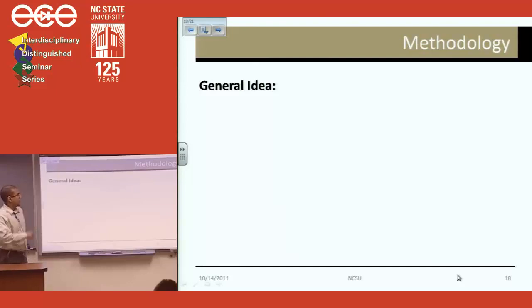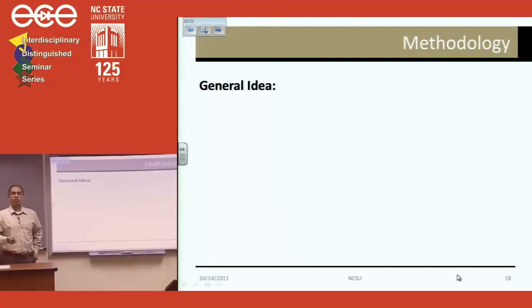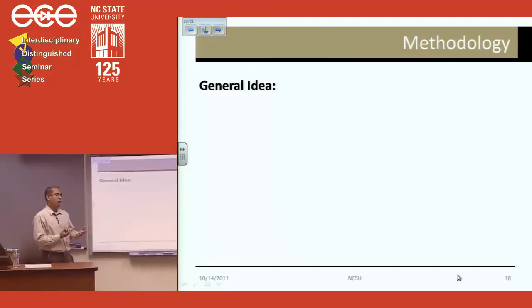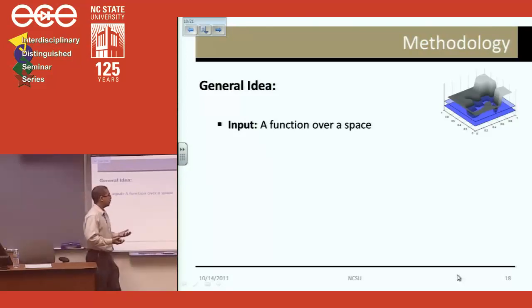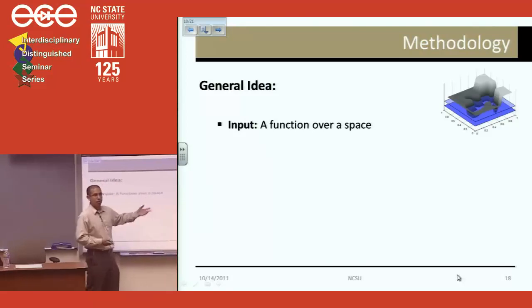Okay, so just to mention a little bit about how to generalize the idea and how else we can apply a lot of these concepts, let me describe in a few words, in a very abstract sense, what the methodology was here. So the general idea is the following. Our input is a function over some space. In this case, it was the image plane, and we had some function which was the color.